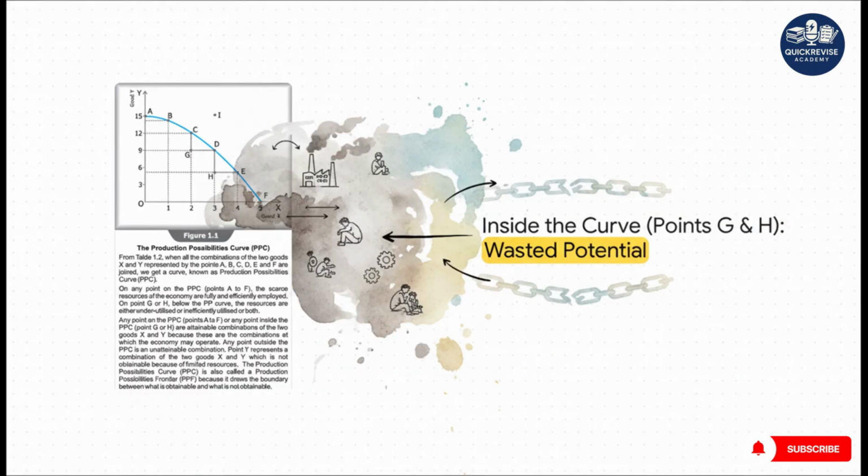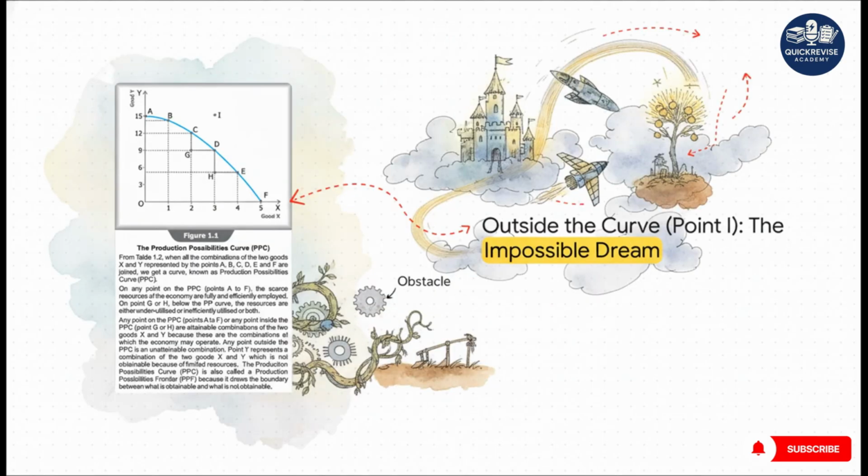Now, let's look inside the curve at points G and H. This whole area, well, this is where things are a bit disappointing. It means we're being inefficient. The economy is underperforming. Maybe a bunch of people are unemployed, or factories are just sitting empty. We could be doing better. We could be on that line. But for whatever reason, we're not. It's just wasted potential.